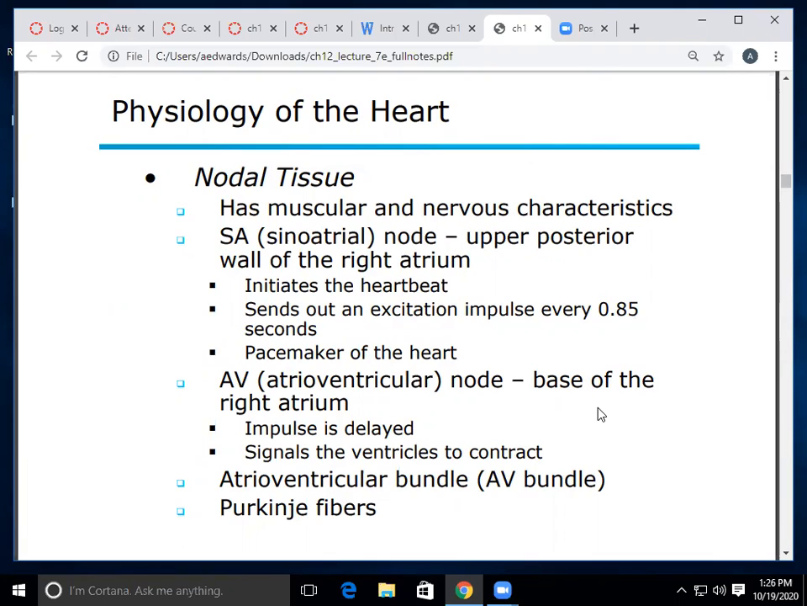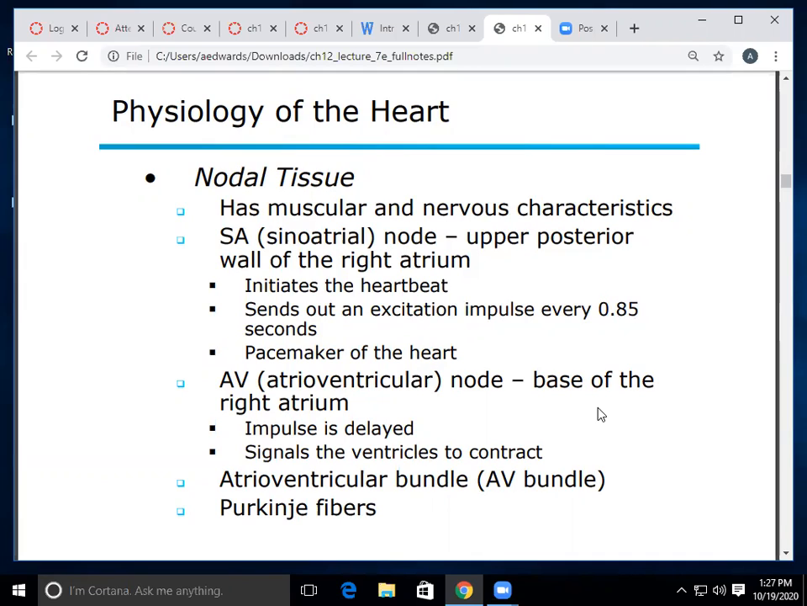So you have the SA node or sinoatrial node, and it's in the upper posterior wall in your right atrium. So posterior is toward the back of the body. So it's toward the top of the heart, but toward the back, toward the right atrium. And it's initiating the heartbeat, it's getting started. So about every 0.85 seconds, you're going to send out an excitation impulse. And it serves as your heart's pacemaker.